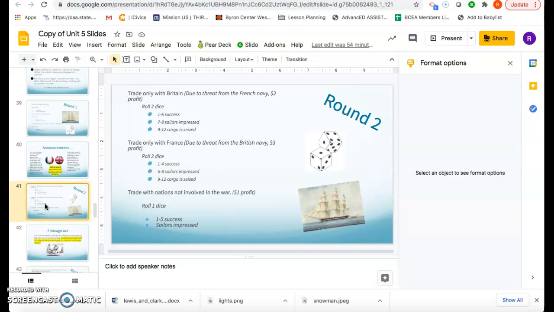You can choose to trade with the French for a $3 profit, but rolling 2 dice, only 1 through 4 is a success. 5 through 8, your sailors are impressed. Or 9 through 12, your cargo is seized. Or you can choose to keep it safe and trade with nations not involved in this war for only a $1 profit. Roll 1 dice. 1 through 5 is success, or a 6, your sailors are impressed.